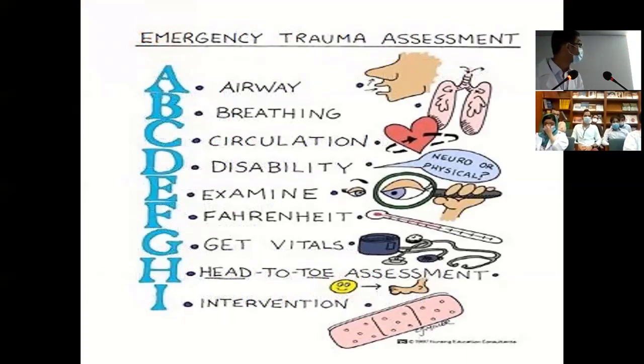This is a brief summary of emergency trauma. It includes airway, B, breathing, check for circulation, D, disability, E, examine. It includes primary survey, then secondary survey, and adjuvant includes temperature charting, get vitals, head-to-toe assessment, and any intervention if required.